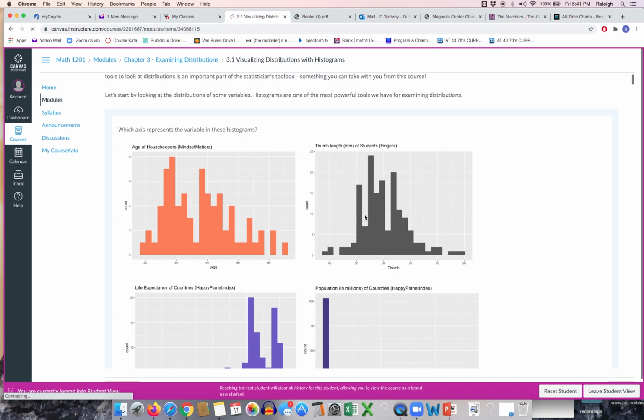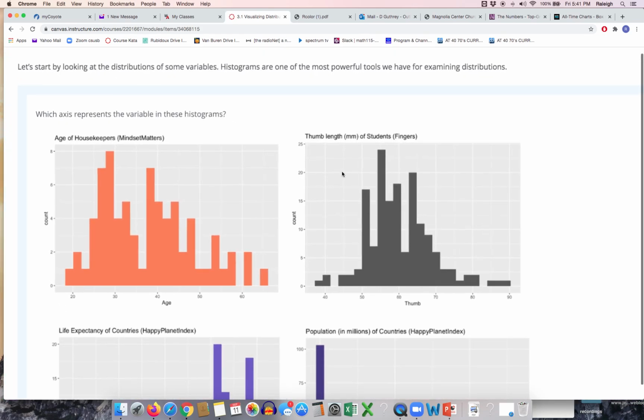And the thumb length of students' fingers. Well, you've got the thumb length, which could be as low as around 40 millimeters, I guess, and then up to 90, along with the counts that range up to almost 25. So looking at the scale is very helpful. So if I can zoom in a little bit.